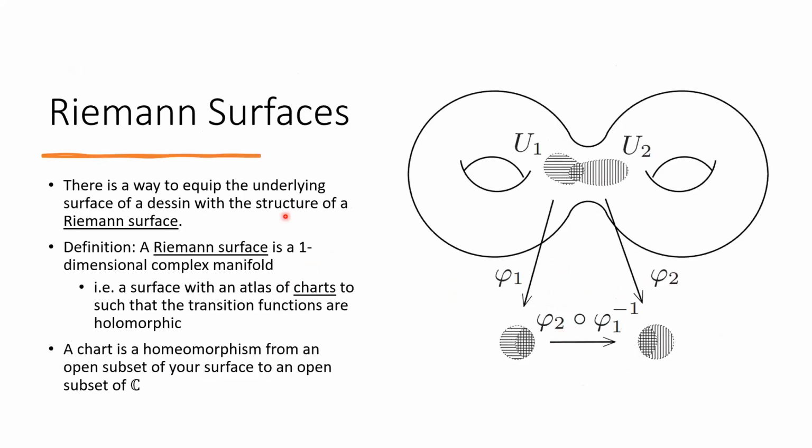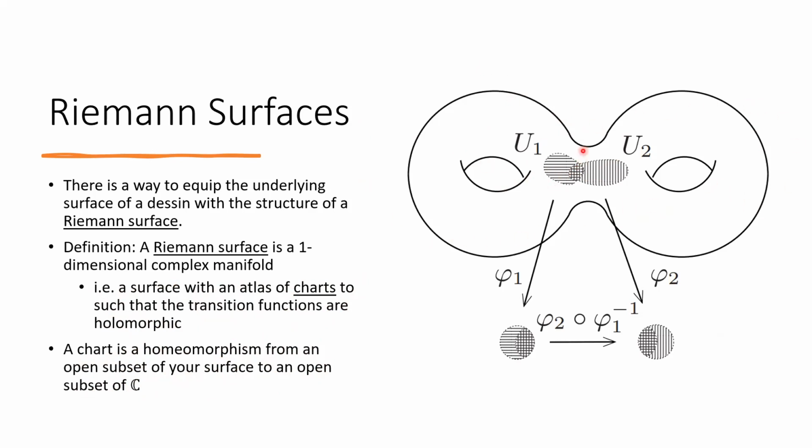And now there's a way to equip the underlying surface of a dessin with the structure of a Riemann surface. And if you don't know, a Riemann surface is just a one-dimensional complex manifold, i.e. it's a surface with an atlas of charts such that the transition functions are holomorphic, and a chart is a homeomorphism from an open subset of your surface to an open subset of C. So here's the genus 2 surface.